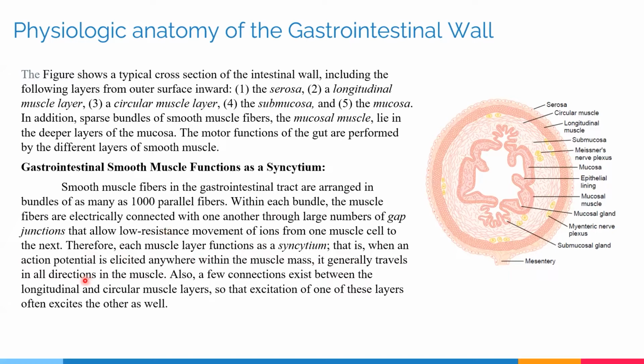That is, when an action potential is elicited anywhere within the muscle mass, it generally travels in all directions in the muscle. Also, a few connections exist between the longitudinal and the circular muscle layers, so that excitation of one of these layers often excites the others as well. Thus, excitation anywhere in the muscle mass will cause the whole muscle mass of the gastrointestinal wall to contract and relax together, and thus we can say that the gastrointestinal wall acts as a syncytium.